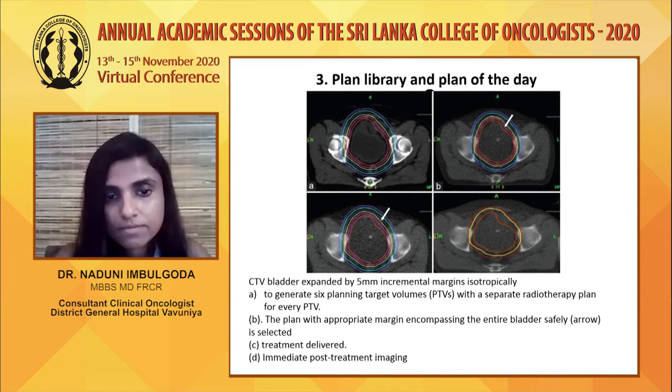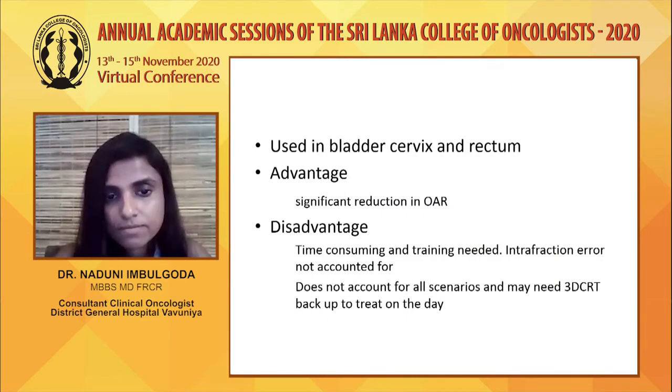So this is used in cervix, bladder and rectum. Advantages: there's significant reduction in organs at risk. But disadvantages are it's very time consuming, and a lot of training is needed for the physicists and the radiographers to select the most appropriate plan each day. And even with all that, there is still some intra-fraction error which is not accounted for, and it does not account for all scenarios of the PTV.